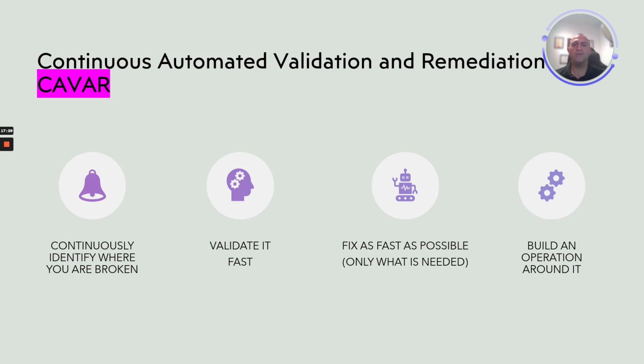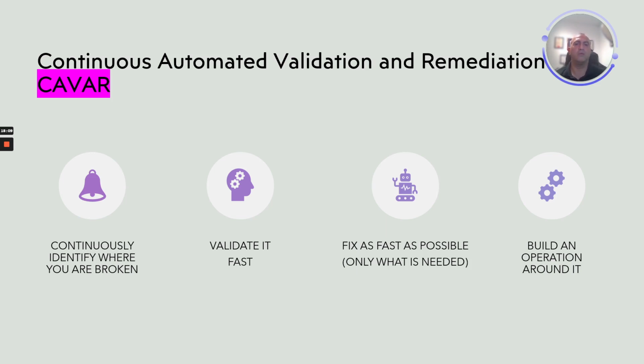Validate it fast. So how can you validate it fast? Implement mechanisms so that once a vulnerability is identified, you have the capability, not only by manual effort but also by automation, to validate everything that was identified. Fix it as fast as possible. Create automated playbooks defining that every vulnerability or misconfiguration will lead to a fix as fast as possible. Of course, you need to fix only what is actually needed, because there are so many vulnerabilities that you will not be able to address all of them.